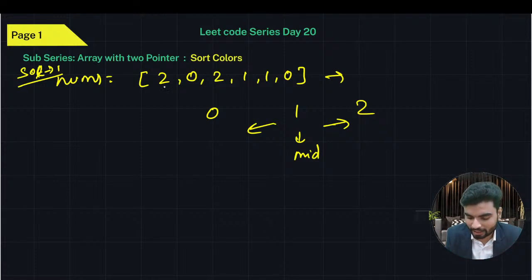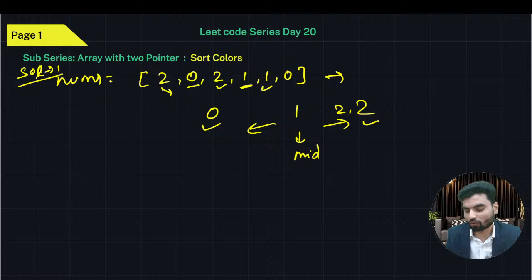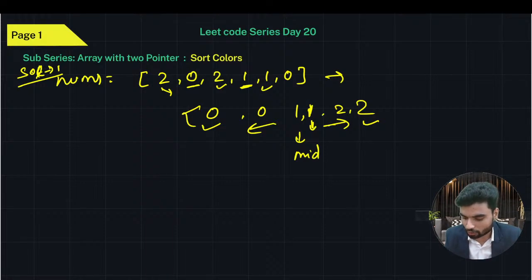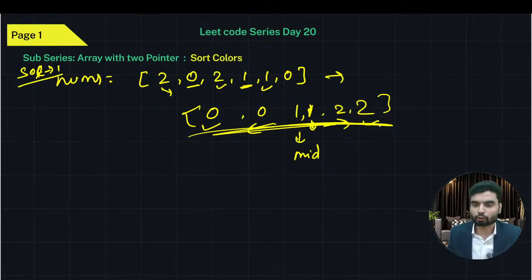So now let's say we have 2. I'll drop this value in right. We have already 2. If we have 0, we drop it in the left. Again, we have 2, we'll drop it in the right. Again, if we have 1, we keep it remaining right here. Again, if we have 1, we can insert this and update this mid. And again, if you have 0, then we can insert it here. So look at this, everything has been sorted automatically. So this can be one approach.